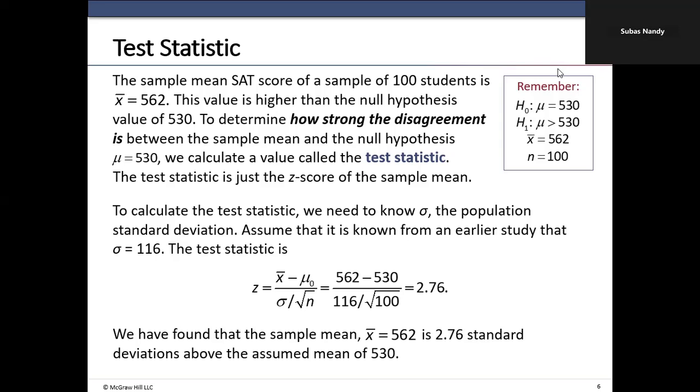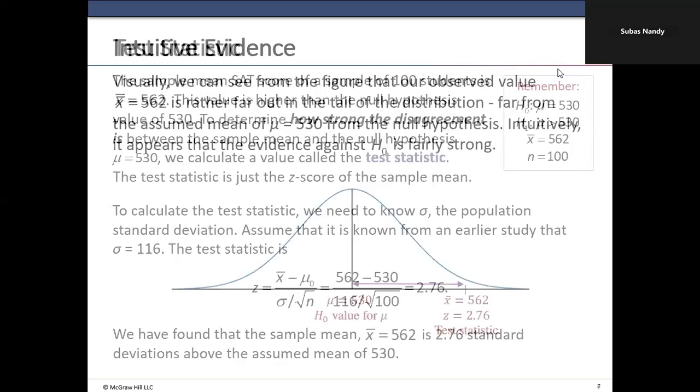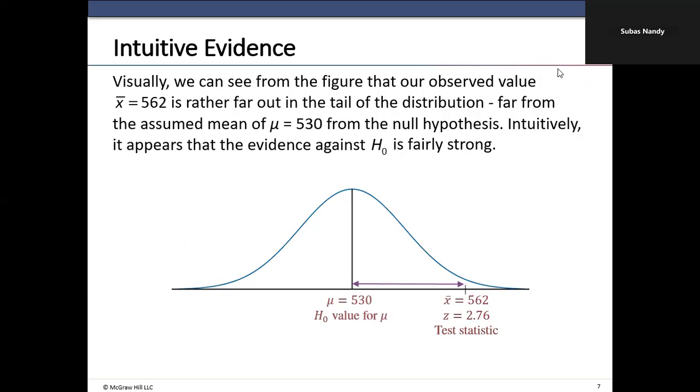So it is 2.76. So what does it mean? It means the sample mean of 562 is 2.76 times the standard deviation of the sampling means above the assumed population mean of 530. Visually, we can see from the figure that our observed value of X bar of 562 is rather far out in the tail of the distribution, far from the assumed mean of mu equal to 530 from the null hypothesis. Intuitively, it appears that the evidence against H0 is fairly strong.